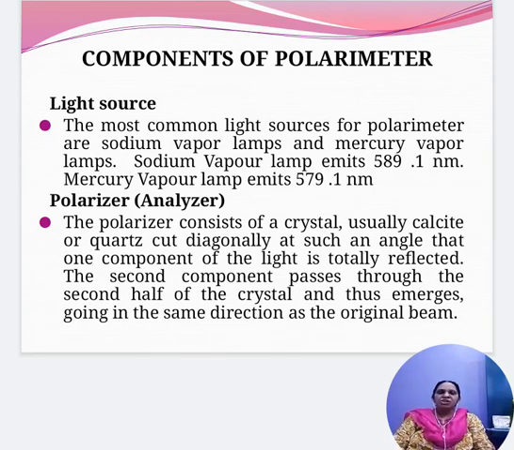Then the polarizer or the analyzer, their working principle is the same. The polarizer consists of a crystal, usually calcite or quartz, cut diagonally at such an angle that one component of the light is totally reflected. The second component passes through the second half of the crystal and thus emerges going in the same direction as the original beam.